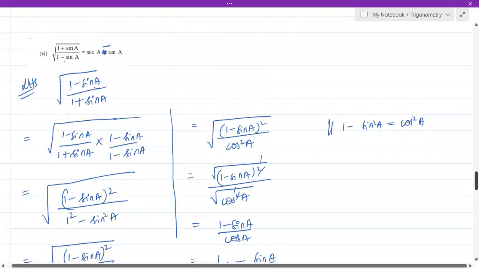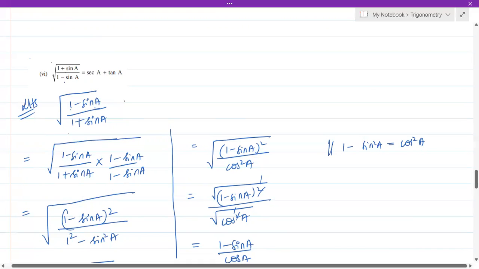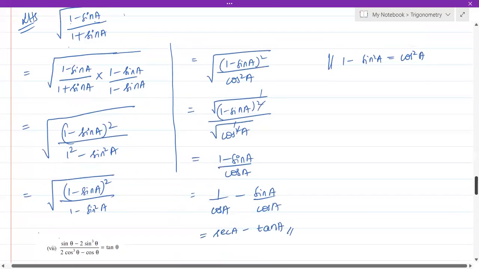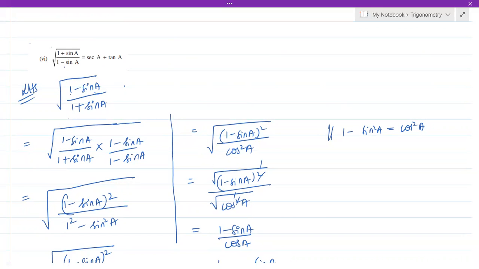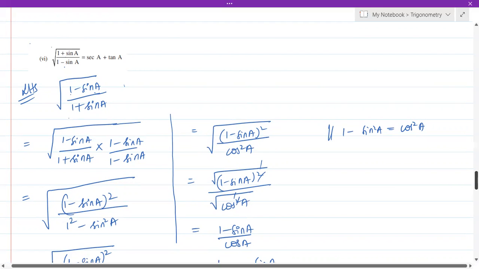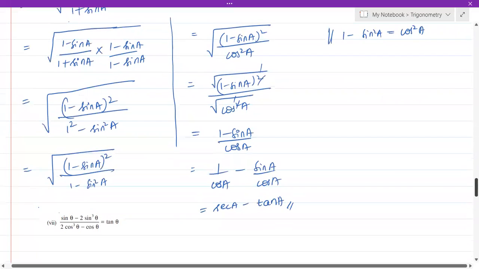Now, according to the given question, it was root of 1 plus sine A by 1 minus sine A, but I've just reversed it. I'm sorry about that, but the procedure is the same. The method is the same. Whenever you have A plus B and A minus B, the same thing in the numerator and denominator with the symbol changed, you're going to go with rationalization. If you rationalize it, you will easily get the answer.